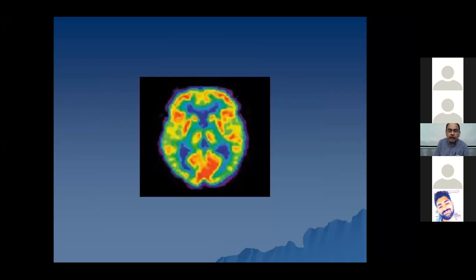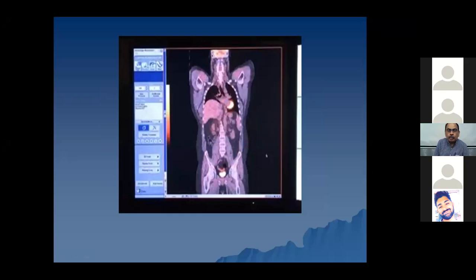Here is one of the images from positron emission tomography. It is one of the images from the brain examination, and you can see the different colors. These colors are due to metabolic activity of the brain. This is a functional scan. You can diagnose the actual functioning of the different parts of the brain through this examination. Again, the whole body positron emission tomography scan.